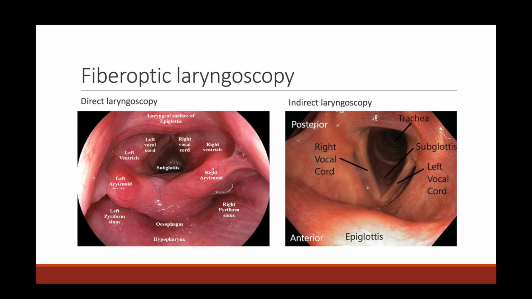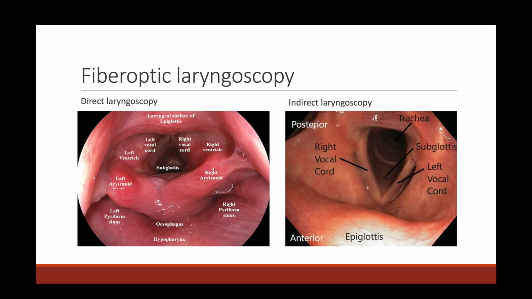In the operating room, our ENT colleagues are often going to be doing direct laryngoscopies, where the patient is sedated, and the ENT doctors actually stand behind the head of the patient and pass the scope through. When they're looking at a direct laryngoscopy, what is anterior in the body, so the epiglottis, is actually going to be at the top of the screen. And what is posterior in the body, so the hypopharynx, is going to be at the back of the screen.